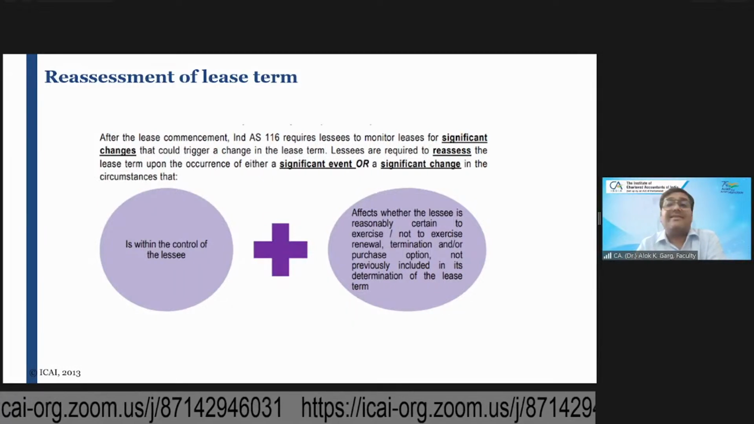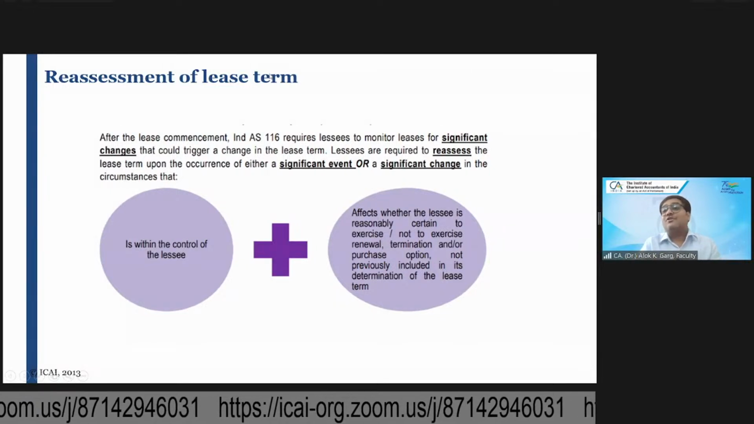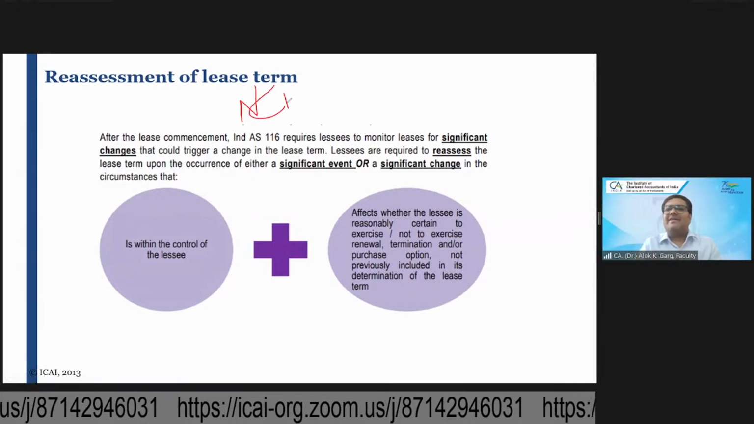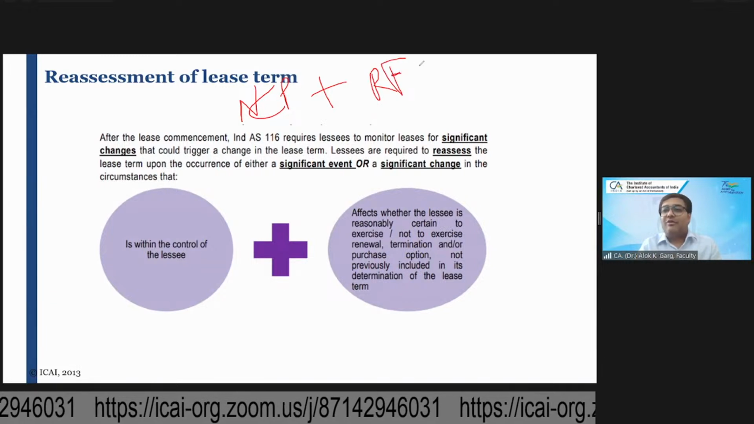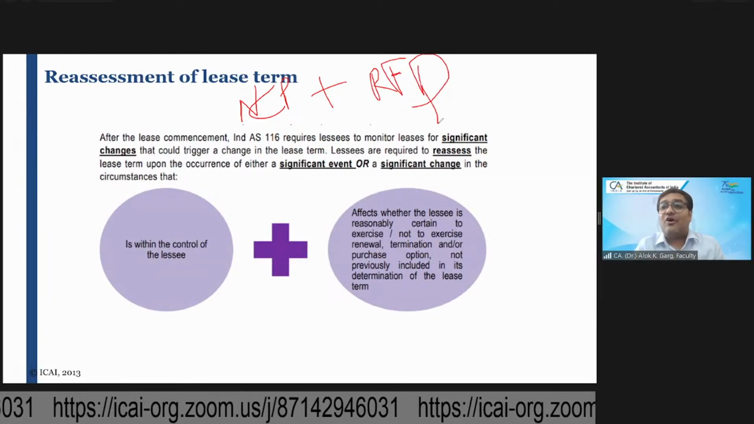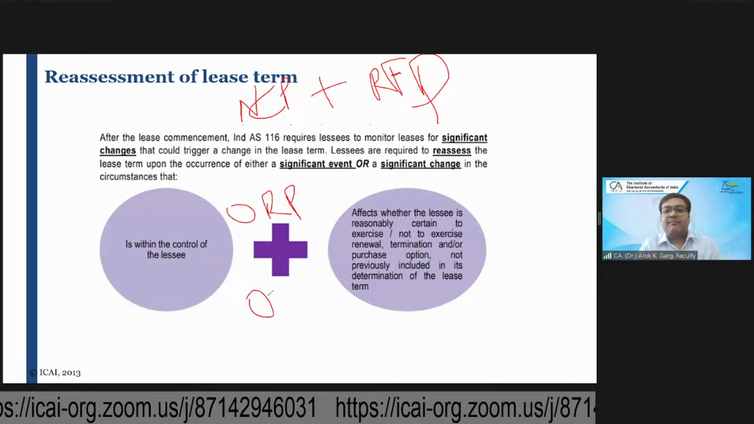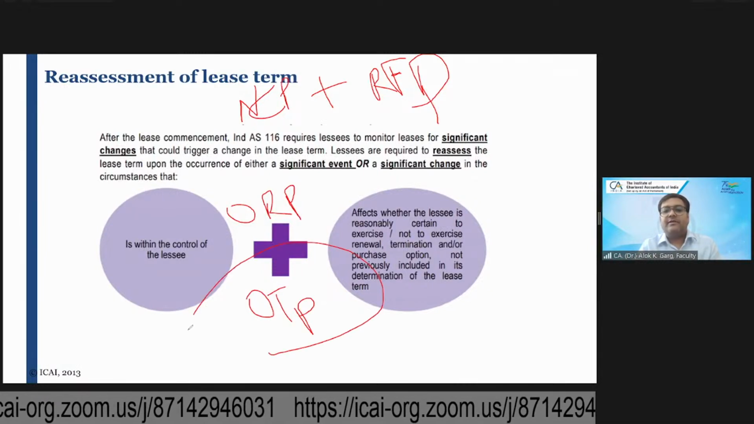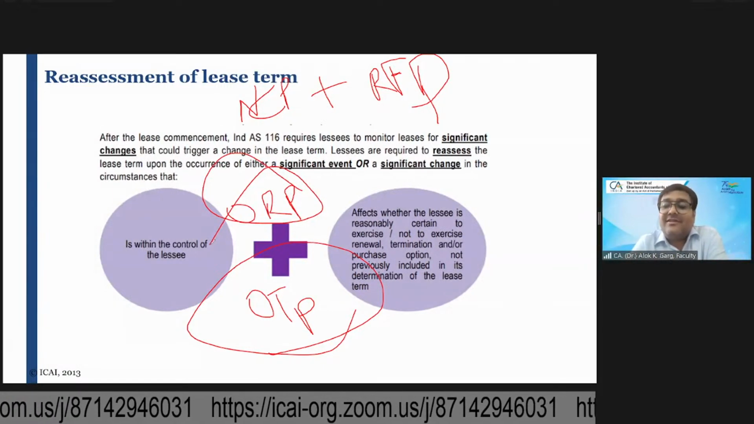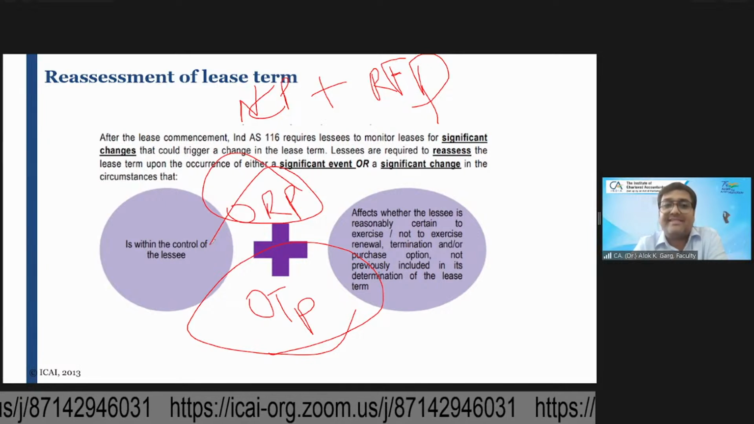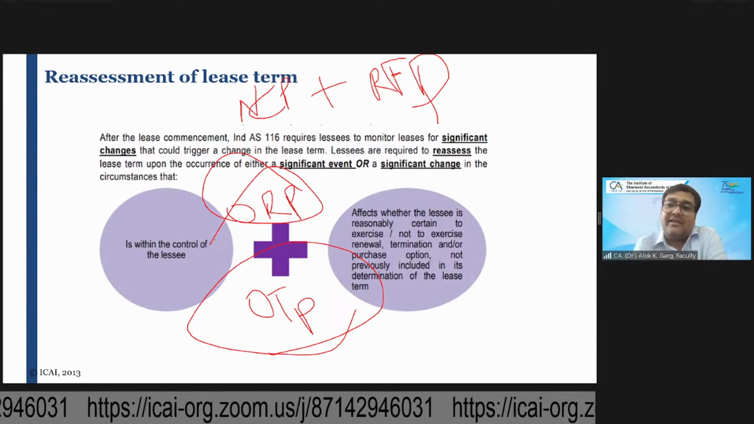Reassessment of lease term. You have to reassess. Why is reassessment of lease term required? Because of two factors. Non-cancelable period is fixed. Rent-free period is fixed. But there are two factors where you are considering on the basis of reasonable assurance: optional renewal period and optional termination period. Right? Correct. So whenever there is a change in the circumstances which is not within the control of the lessee, the lessee is required to reassess the lease term.